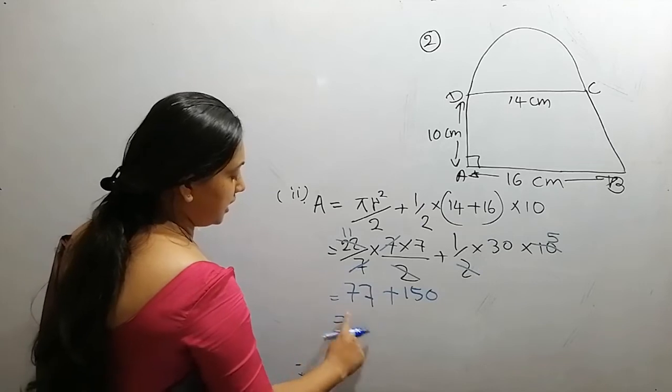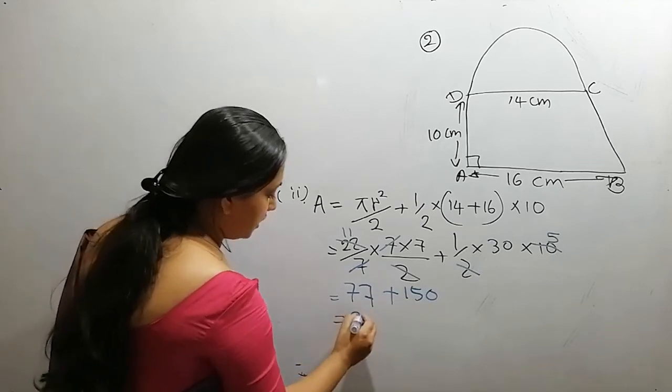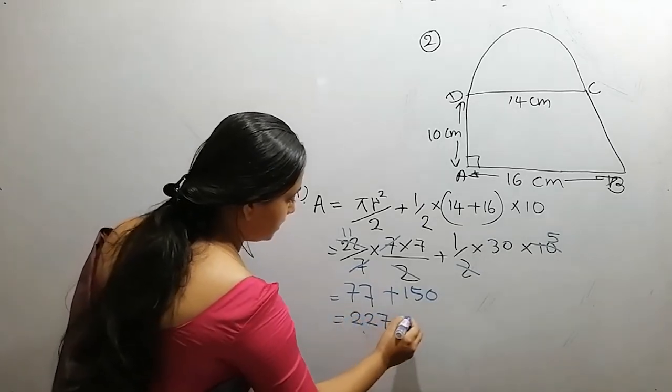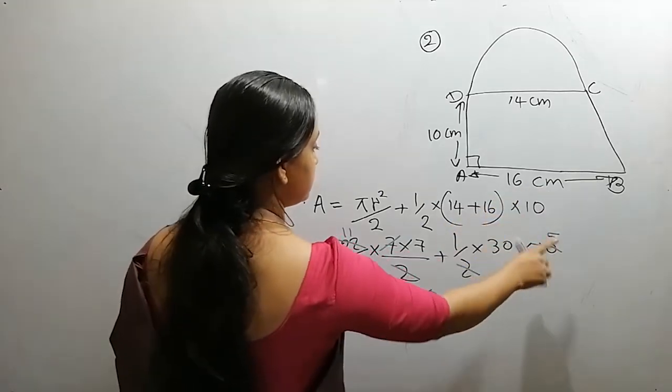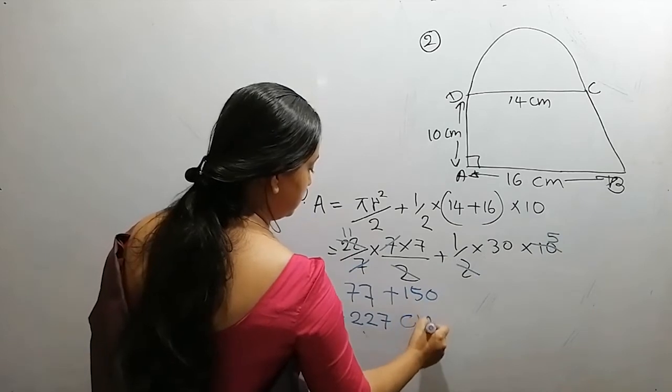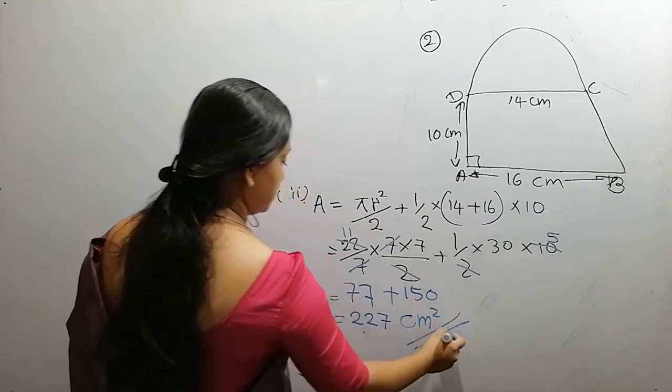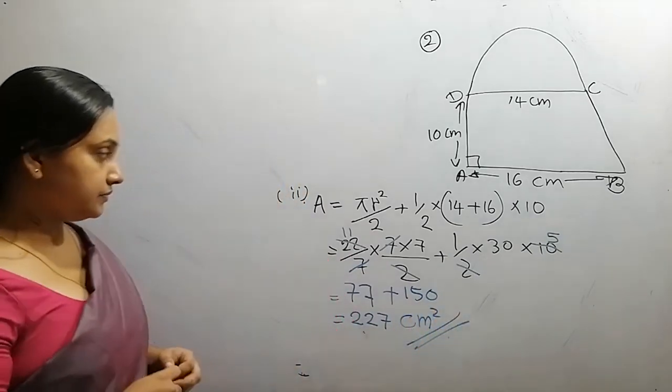Then the total area will be equal to 227. What's the unit? It is centimeters into centimeters, centimeter squared. This is the total area.